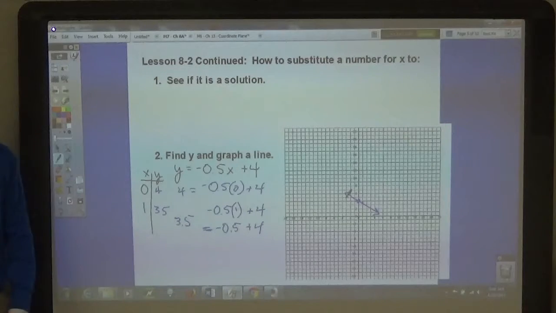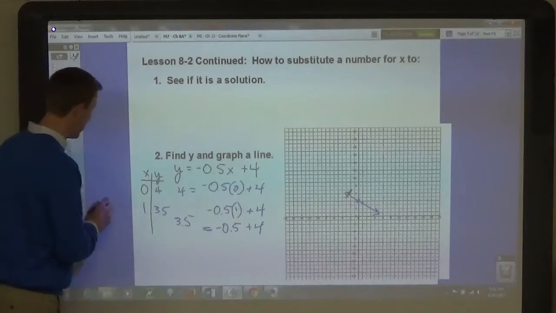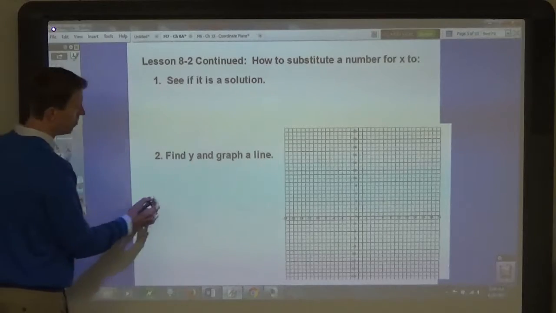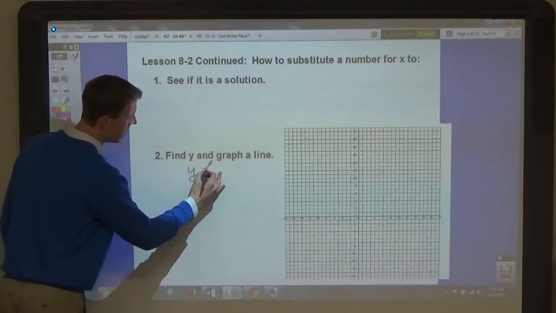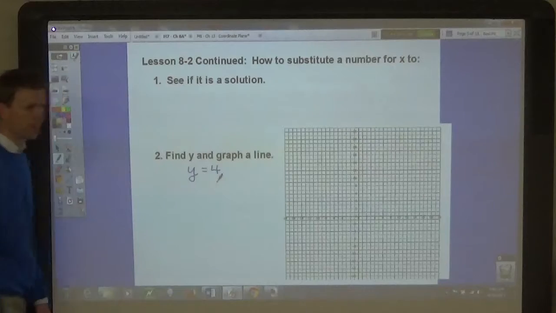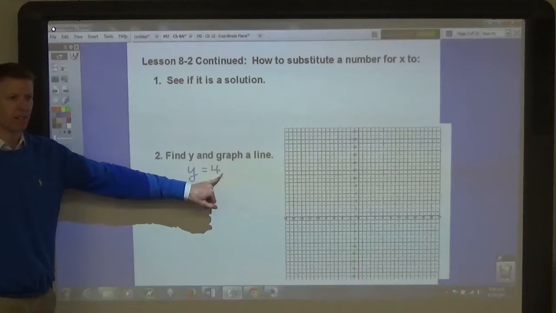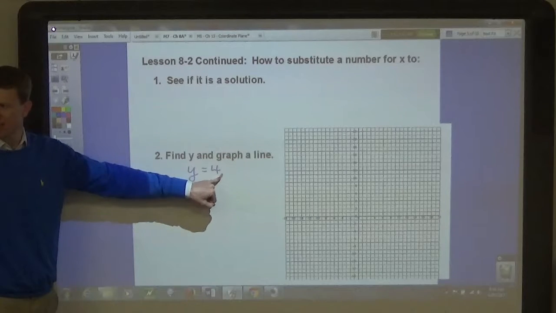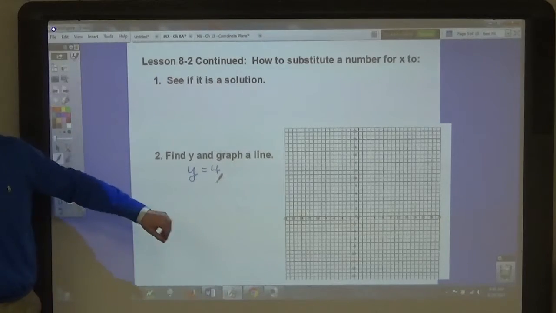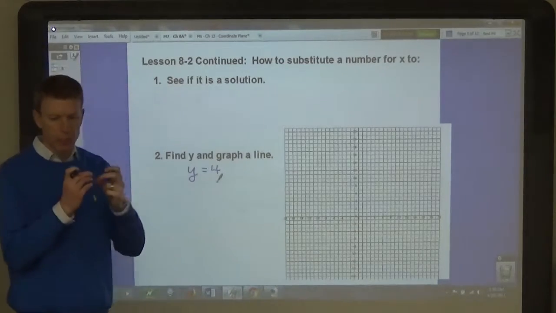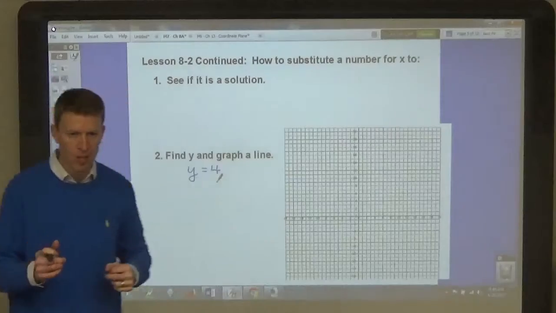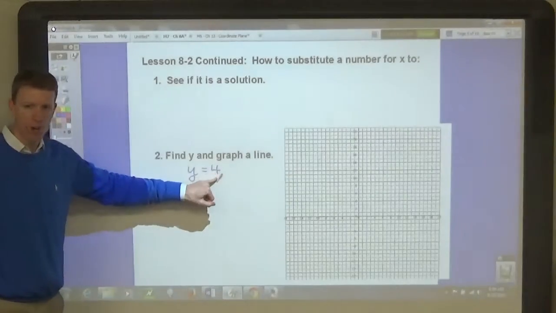Number 8 is a little different. We need to go through number 8. So this one says y is equal to 4. Now, this is solved for y, but there's no number to substitute for x. Okay? So I wrote down next to this, this is a specific type of line where y is always 4.